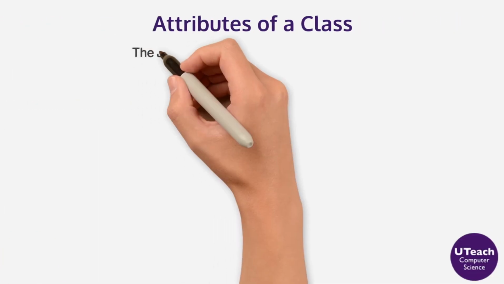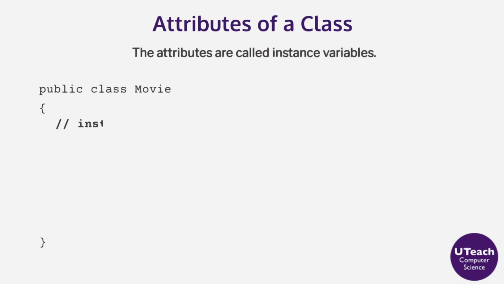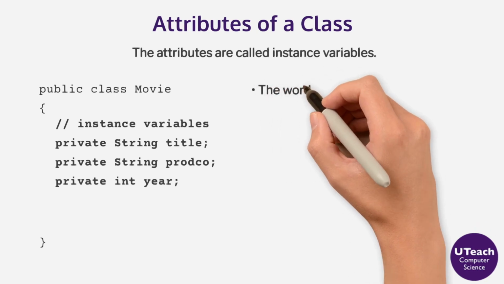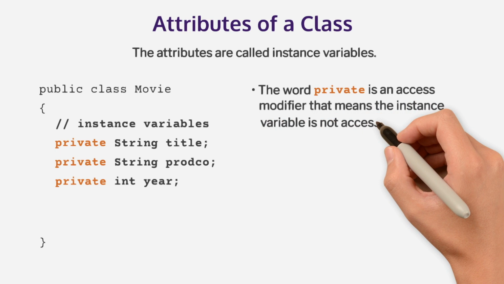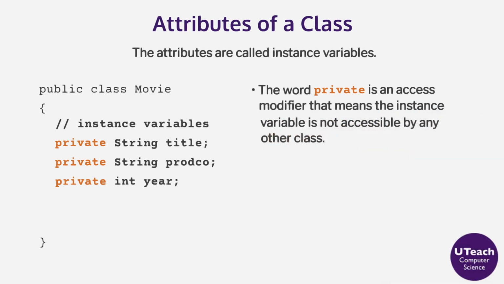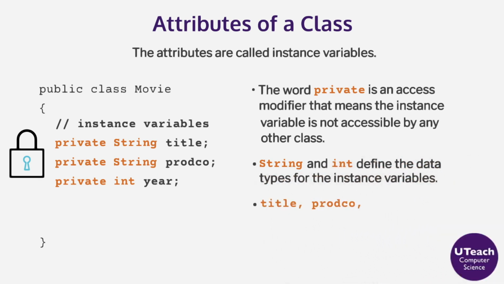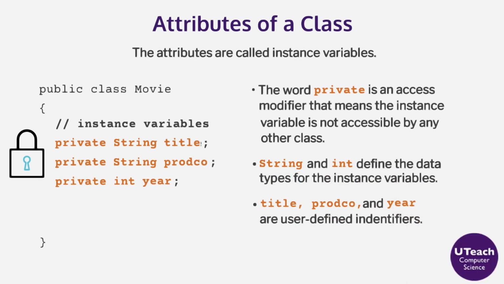The attributes are called instance variables. Let's define our three attributes or instance variables in the class. The word private is an access modifier that means the instance variable is not accessible by any other class. String and int define the data types for the instance variables. title, prodCo, and year are user-defined identifiers.